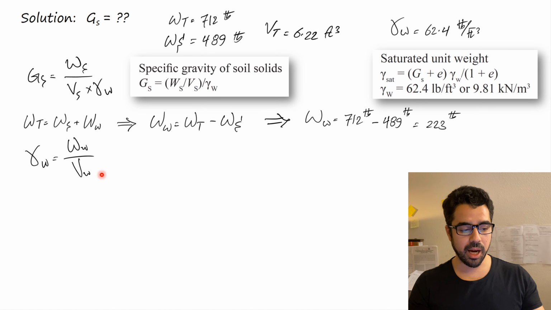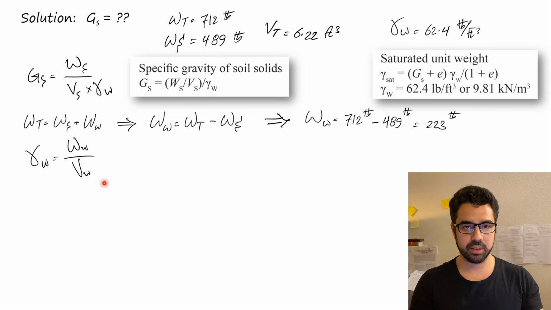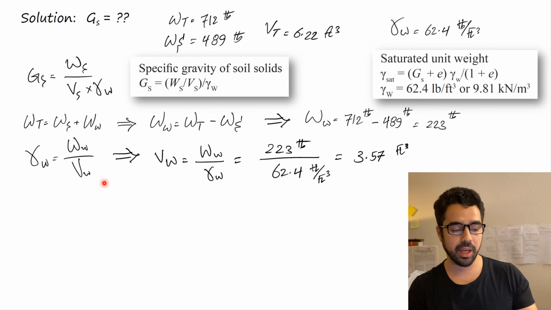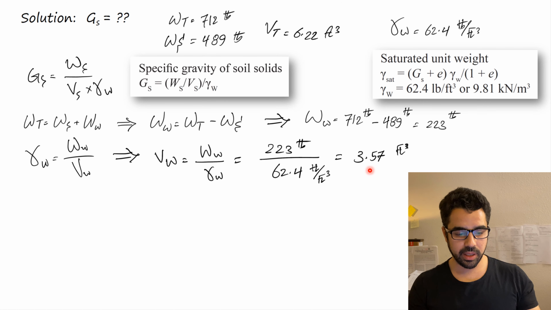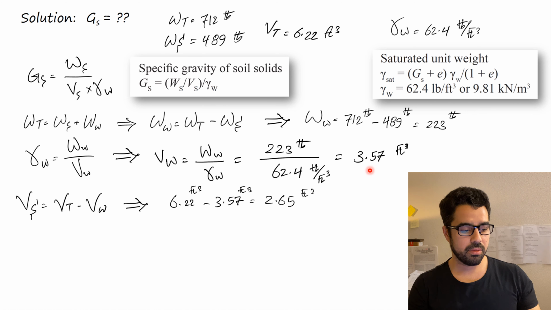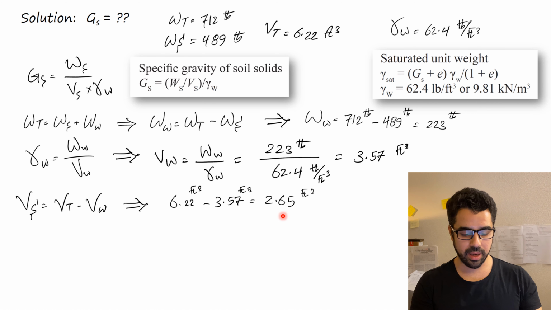Since gamma water is weight over volume, and gamma is given and we just found the weight of water, the volume of water can be found from this. We get 3.57 cubic feet. Now we have the volume of water and we have the total volume, so we can find the volume of solids, which is 2.65.